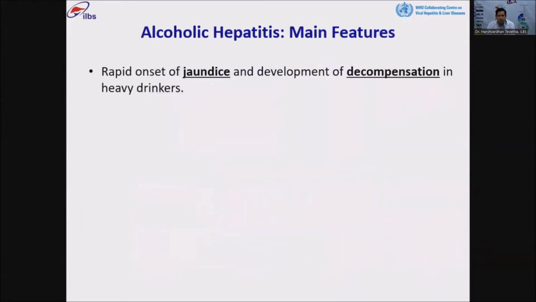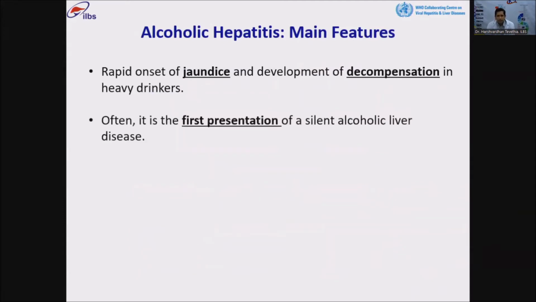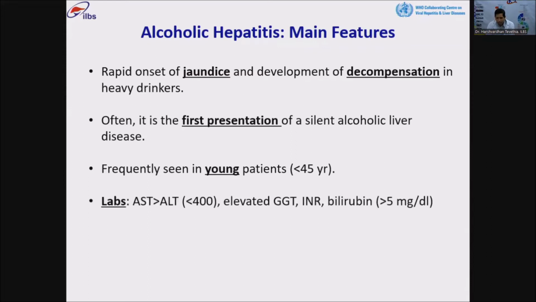The main features of alcoholic hepatitis are, of course, jaundice and then decompensation. When we talk of decompensation, it is normally ascites in these patients. They can also present with hepatic encephalopathy, but the main symptom they normally present with is progressive jaundice, and of course a history of recent alcohol intake. Now, it is frequently seen in young patients. Most of the trials done all over the world have seen that the patients are slightly younger in age, mostly in the fourth or fifth decade of their life.